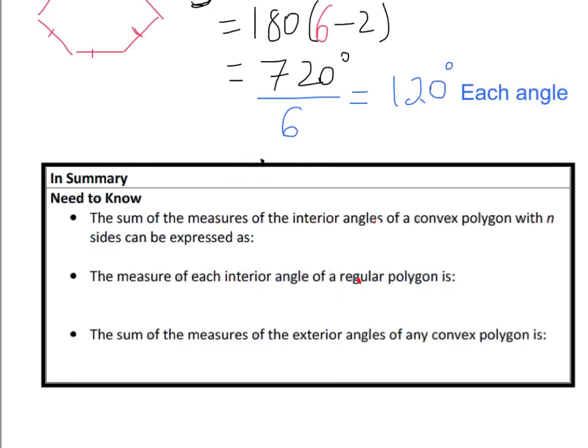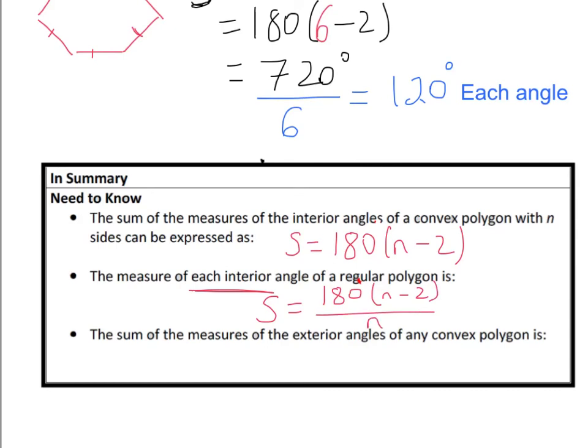So what do you need to know? As a summary, the sum of the measures of interior angles of a polygon with n sides can be expressed as, so remember, S equals 180 times (n minus 2). The measure of each interior angle is, once we find the sum, we have to divide by the number of sides. So it's 180 times (n minus 2) divided by n. And the sum of the measures of exterior angles of any convex polygon is 360 degrees.